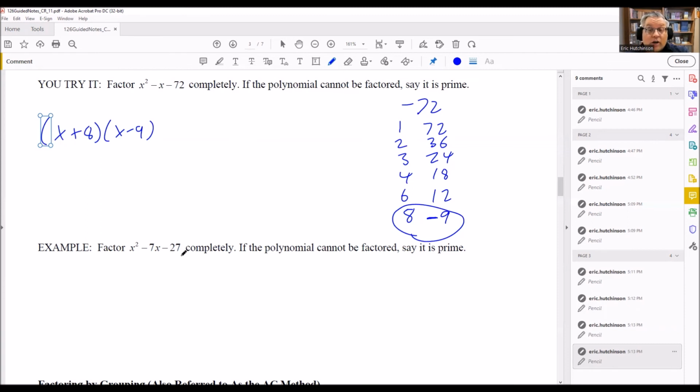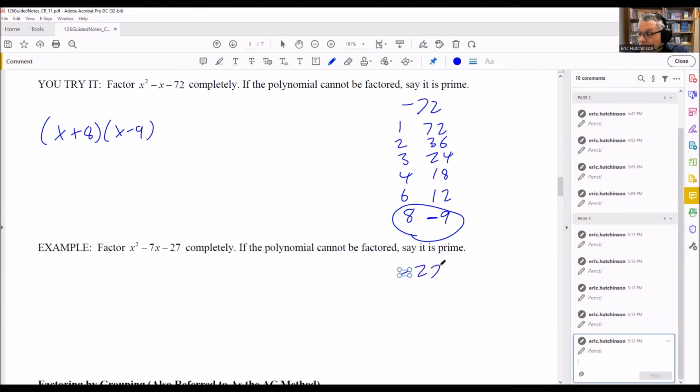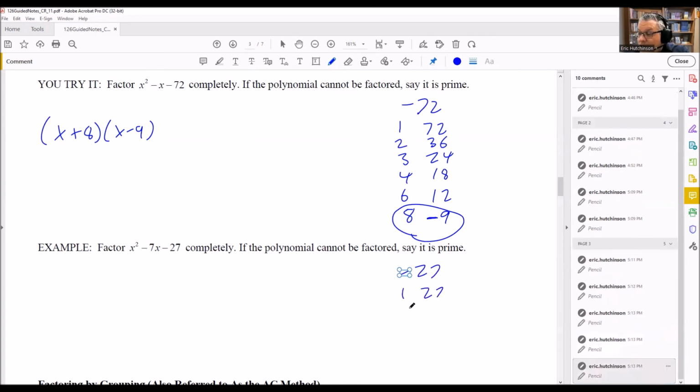Now let's do this last one. I have negative 27. So I have 1 and 27. 2 doesn't work. I have 3 and 9. And that's really going to be the only ones I have. I need this to add up to negative 7, but these are all the factors I have. I only have 1 and 27, and 3 and 9. There are no more factors. 4 doesn't divide, 5, 6, 7 don't work either. So these are my only factors.